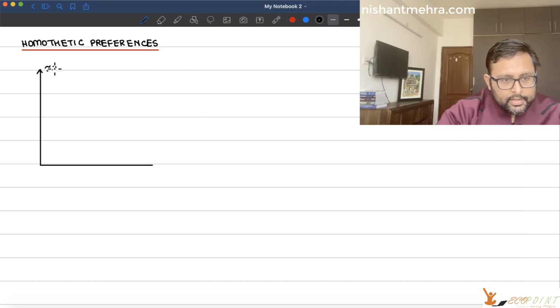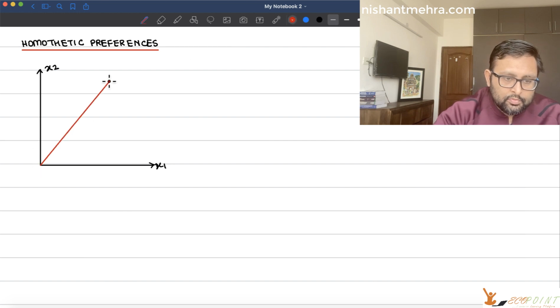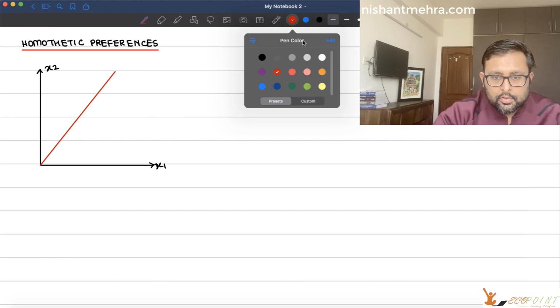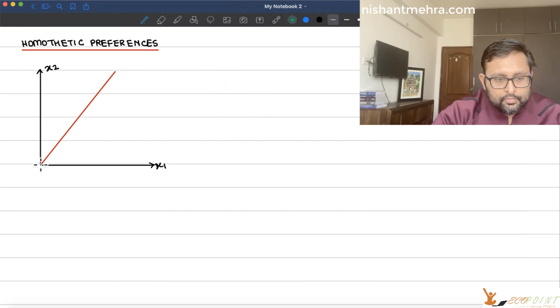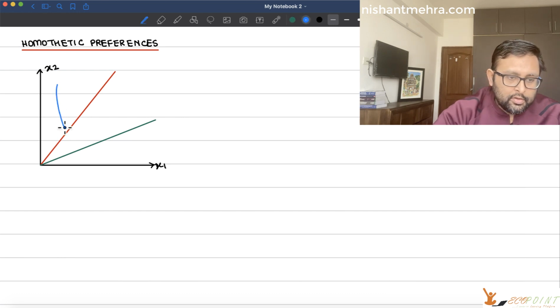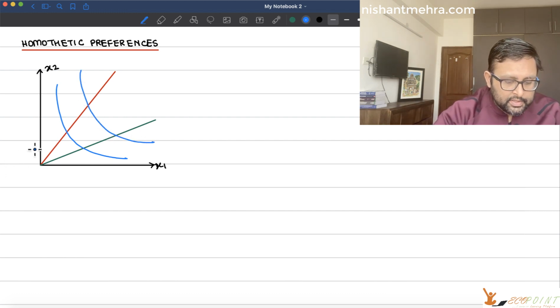So you have x2 out here, you have x1 out here, and these are the two rays from the origin. One is this and other is, let's say, this. And you have drawn several indifference curves, right? You have drawn several indifference curves.